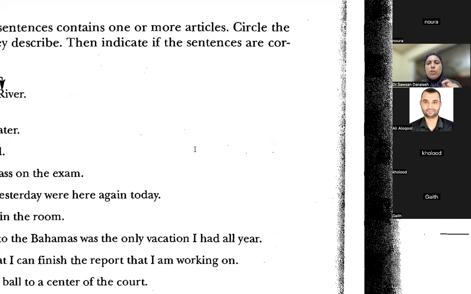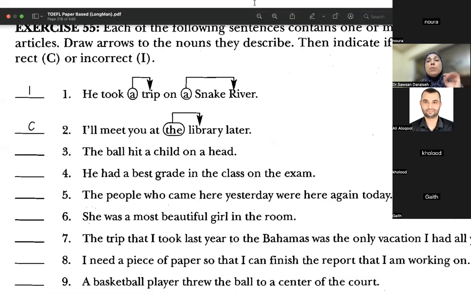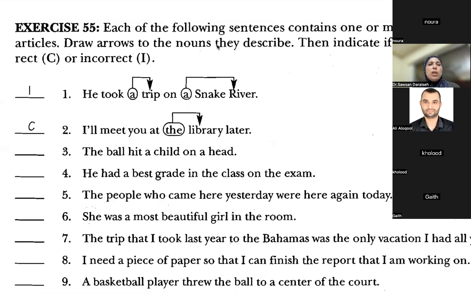So what do you think? What shall we use here? The specific article or the general article? We talked about the general article as a or an, or the specific article the. Let's see if they are used correctly here.